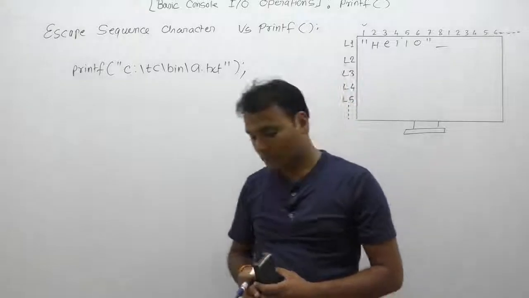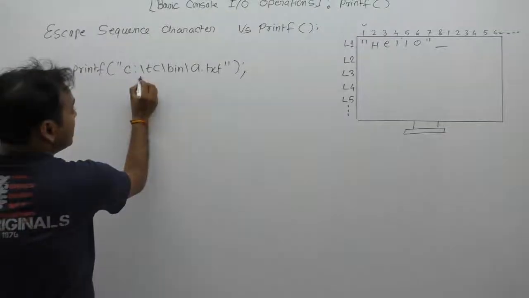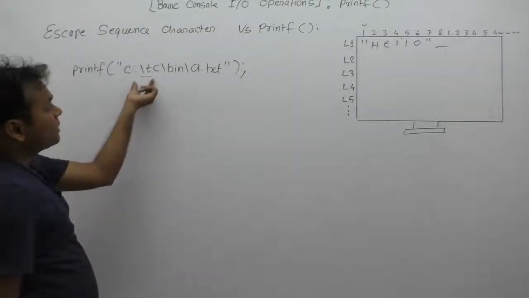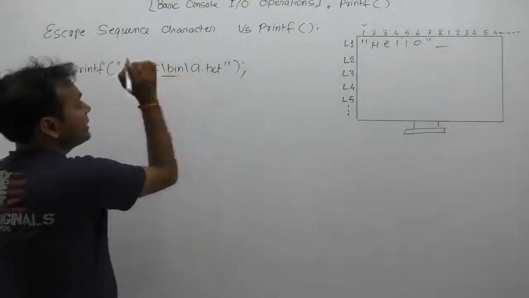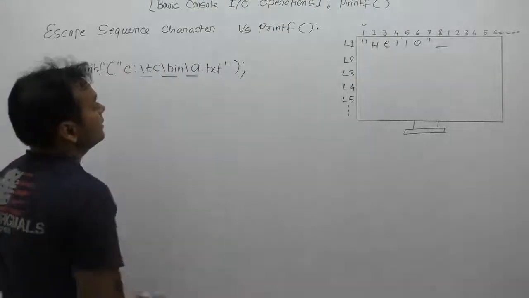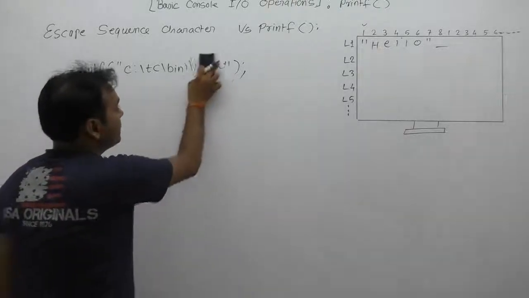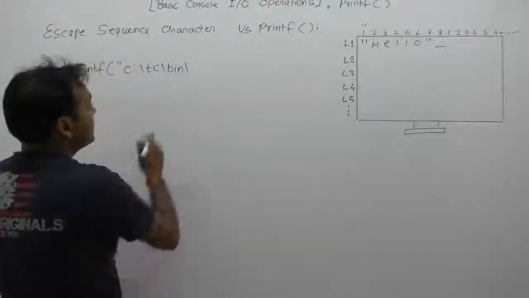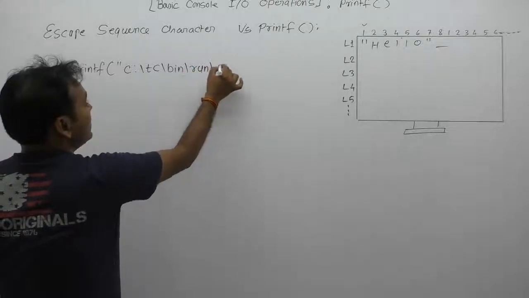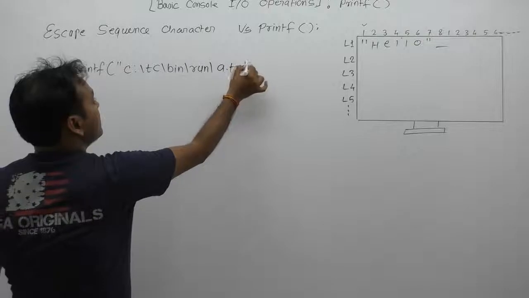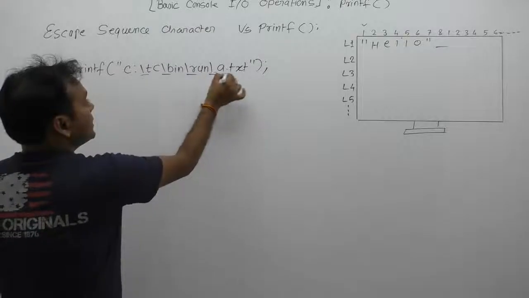What is the behavior of this string message? In this case, according to the slash, the current symbol will be considered as an escape sequence character: tab space, backspace, form feed, beep sound. If you want to increase the locations, then we can write again inside bin another location, such as run directory, then finally the file name a.txt. What is the output of this printf? Here we are using four different escape sequence characters.